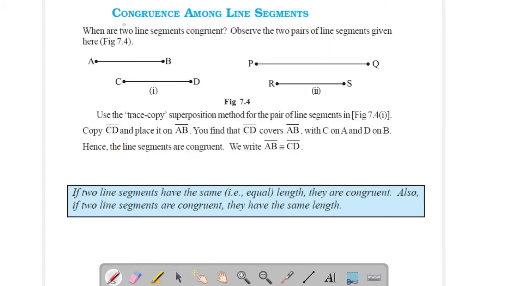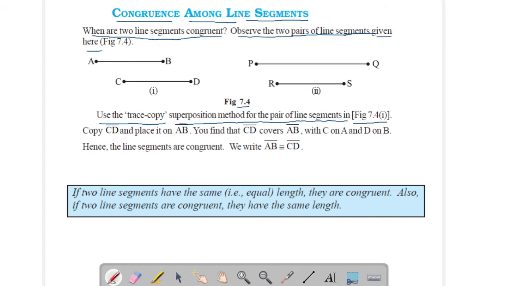Now come to the next topic, congruence among line segments. When are two line segments congruent? Observe the two pairs of line segments given here. See figure 7.4. Here AB, CD, PQ and RS. Use the trace copy superposition method for the pairs of line segments in figure 7.4.